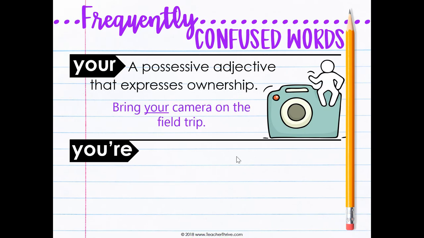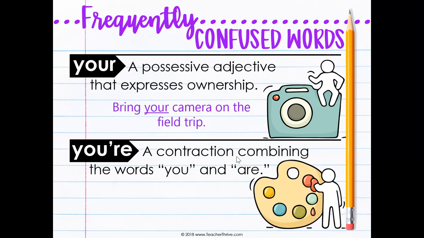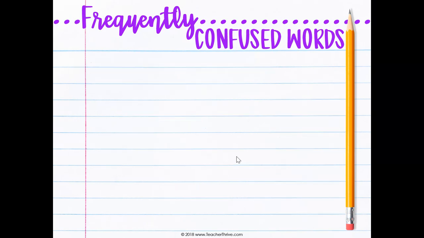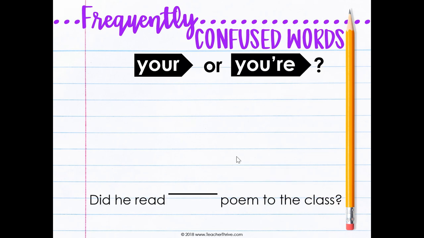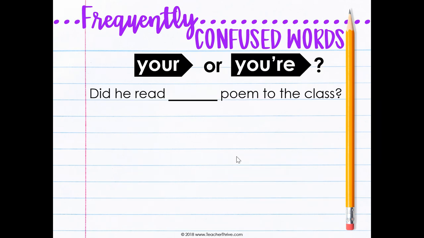Your and you're. Your is a possessive adjective that expresses ownership. So it talks about somebody owning something. Bring your camera on the field trip. Okay, you apostrophe R-E, that's a contraction again. The apostrophe R-E is short for you are. You're a talented artist. That's the same thing as saying you are a talented artist. All right, which one? Did he read your poem to the class?